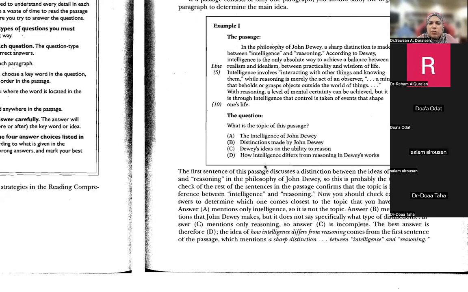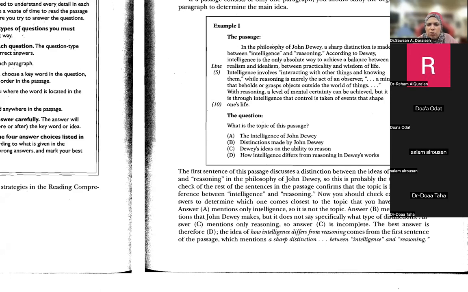So the first sentence of this passage discusses a distinction between the ideas of intelligence and reasoning in the philosophy of John Dewey. So this is probably the topic at the beginning of the paragraph. A quick check of the rest of the sentences in the passage confirms that the topic is, in fact, the difference between intelligence and reasoning. So you can tell that this is what he's doing. He's showing the difference between these two things.